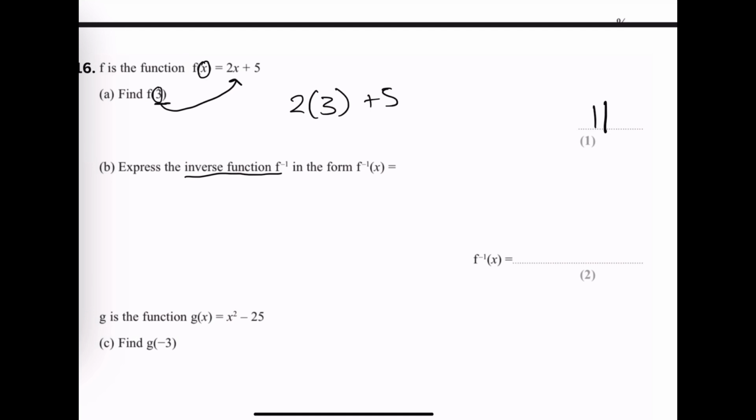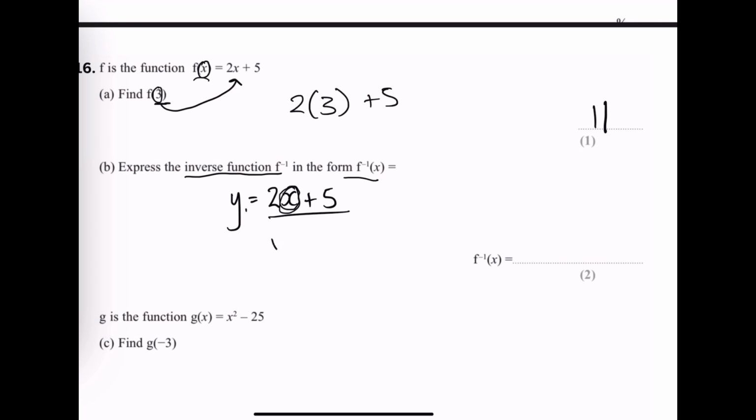So express the inverse function f^-1 in the form f^-1(x). You take the original equation, and instead of f(x), we're just going to put y just to make things easier for us. It doesn't really matter. So we do y equals 2x plus 5. Now we switch the y and the x. So we'll do x equals 2y plus 5. So now that we've done that, we want y to be the subject.